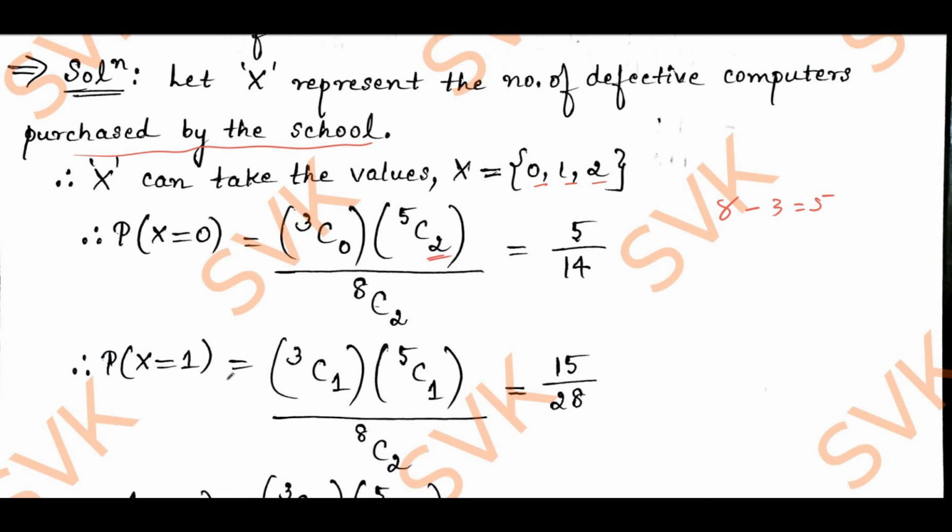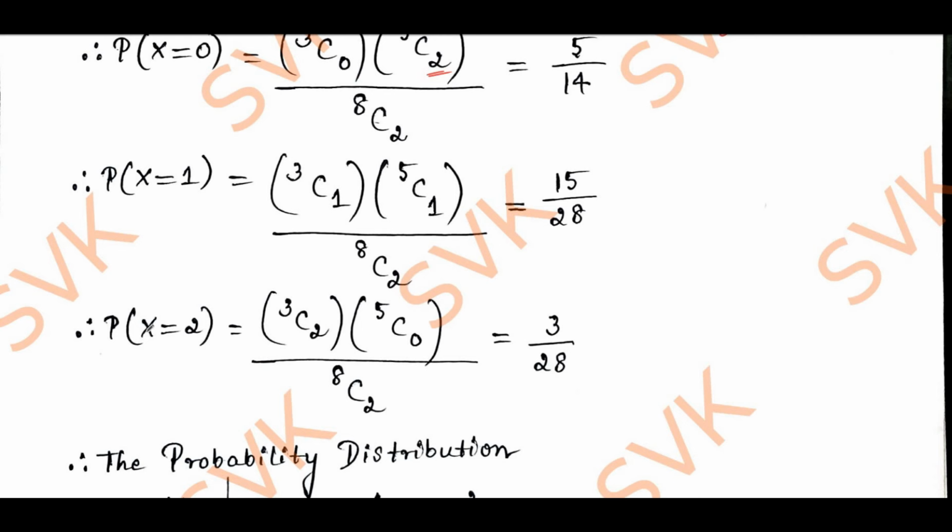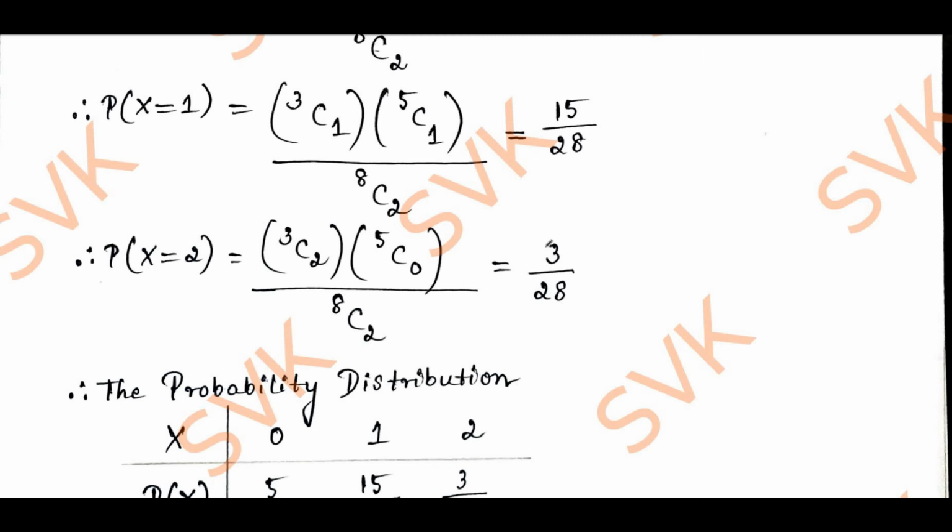Similarly, for the probability of 1 defective, out of 3 defective, 1 defective, 3C1 into 5C1, since one good computer may go to the school, all divided by 8C2. After solving that, we are going to get 15 by 28. If we have 2 defective, it will be 3C2, out of 3 defective, 2 defective. So the school will not be getting good computers, that's why it is 5C0, all divided by 8C2, which will be equal to 3 by 28. So these are the probabilities we got.